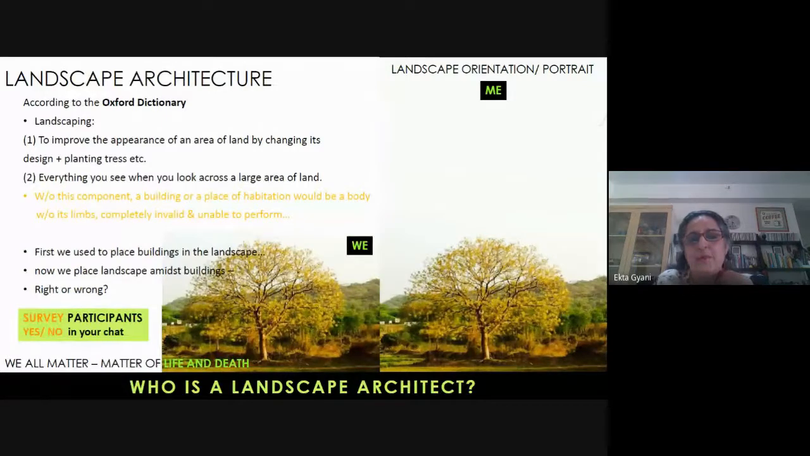First, we used to put buildings in the landscape. Now we place landscape amidst buildings. Right or wrong? All the participants, say yes or no in your chat. Raktim and Arjun, please tally that. First, we used to place buildings in the landscape. Now we place landscape amidst buildings. Right or wrong? Or yes or no?